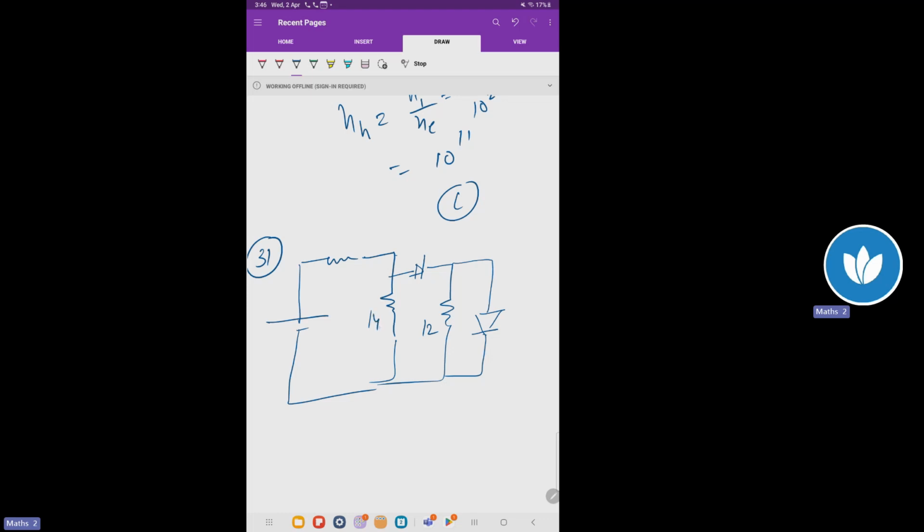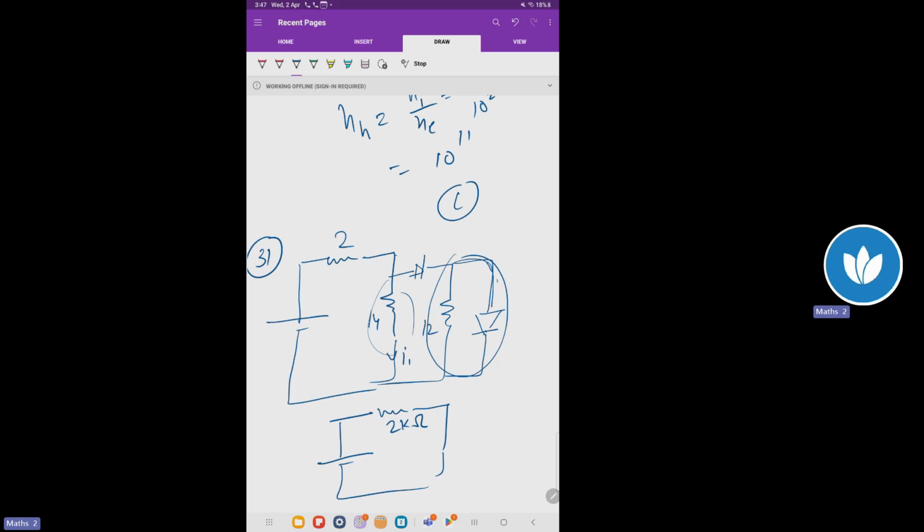In ideal condition, the resistance of this PN diode in forward bias is 0. So this resistance becomes short circuited, and this is also short circuited. So the final circuit is the battery and only one resistance, 2 kilo ohm. And if this circuit is short circuited, then this I1 becomes 0.